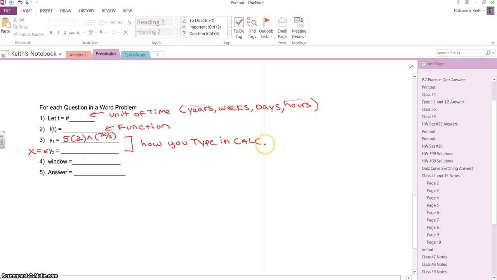The window, remember the window x minimum, x maximum, and remember for all these time ones it's 0, and then the y minimum and y maximum. And then the answer. So those are the 5 things that you want to have.